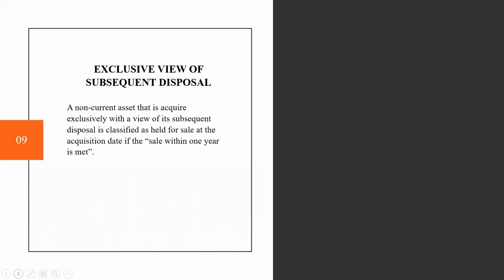Next is the exclusive view of subsequent disposal. A non-current asset that is acquired exclusively with a view of its subsequent disposal is classified as held for sale at the acquisition date if the sale within 1 year is met. Ang sinasabi dito is na-meet yung sale within 1 year requirement and was highly probable since na-meet siya within the short period of time after ng acquisition. Usually, dito sa exclusive view of subsequent disposal, nangyayari to within the 3 months lang after ng acquisition niya.